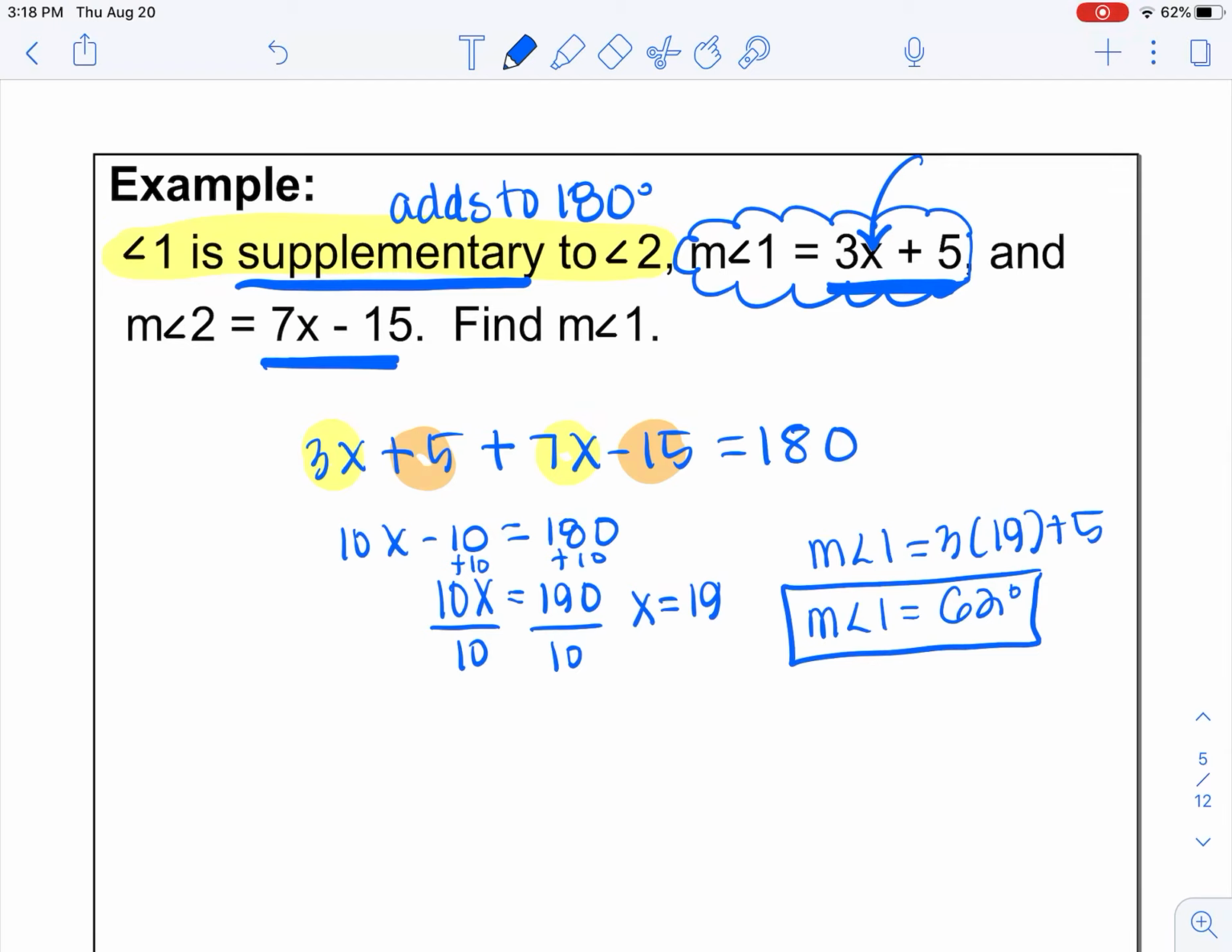What's really important here, I'm going to say this so someone can't say, oh, I don't know. You have to show your work. You have to show me how you got x, and then you can't just write down 62. You have to show me where 62 came from. So you need this also.